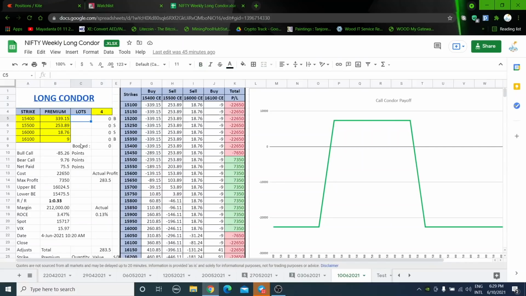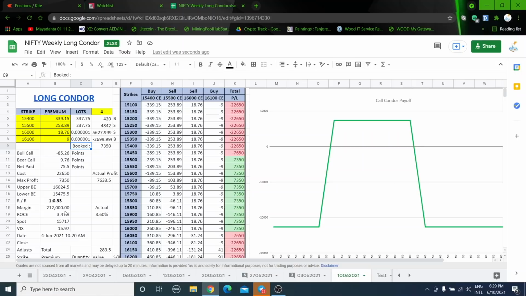So we have closed at 337.75, and we closed at 237.75. This is expired worthless, so you can just put like 1 paisa. So we have got a profit of 7,350, which is also our maximum profit.